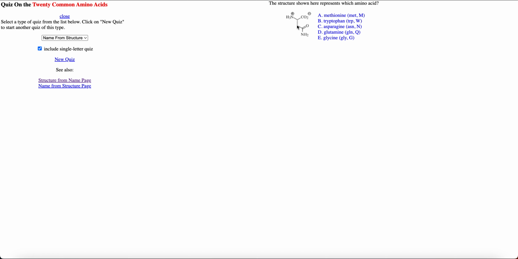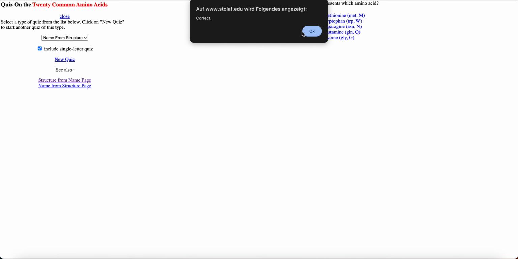And here we can see that there is O, and there is an NH2. So you think it's glycine? No, glutamine. Yeah, because this is an amide group, but it's not glutamine, it's asparagine, because we can see it's small, so I think it's asparagine. Yes, correct.